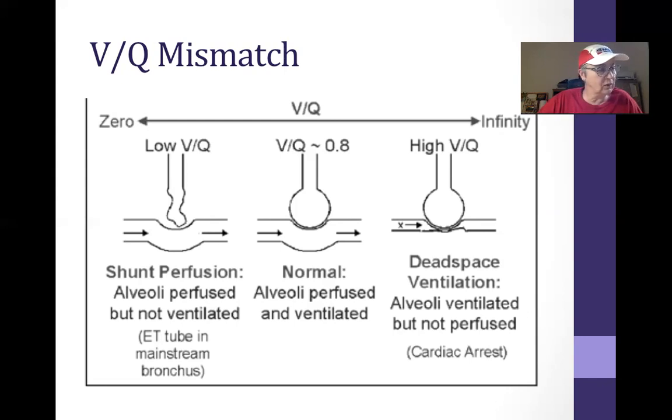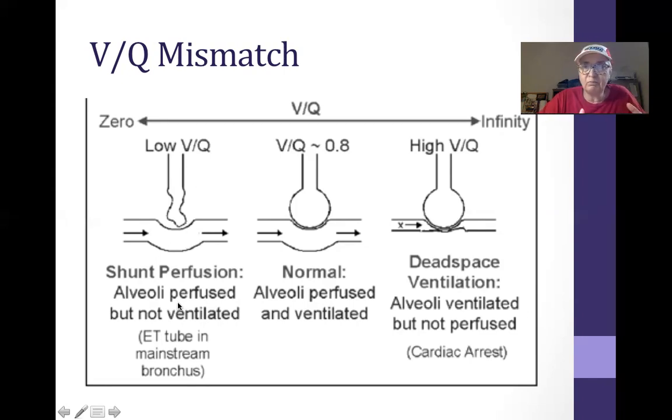So if the ratio is high, like as in over here on the right, it would indicate a problem with perfusion. You have good ventilation. You can see this little circle is the alveoli, but it's not properly perfused, and you get what's called a dead space. And this could be an example of something that happens in cardiac arrest.